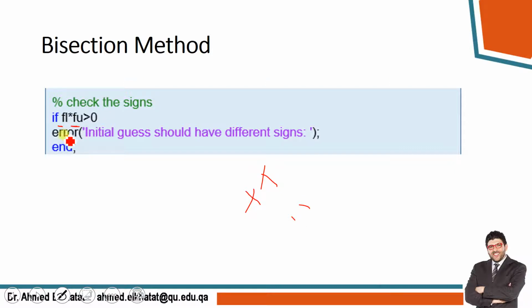So error, it gives a sound, and then the message: initial guess should have a different sign. So this message will be shown. Of course you can change your message if you want, and then end. Okay, now suppose that the values are correct, so let's go for iteration.